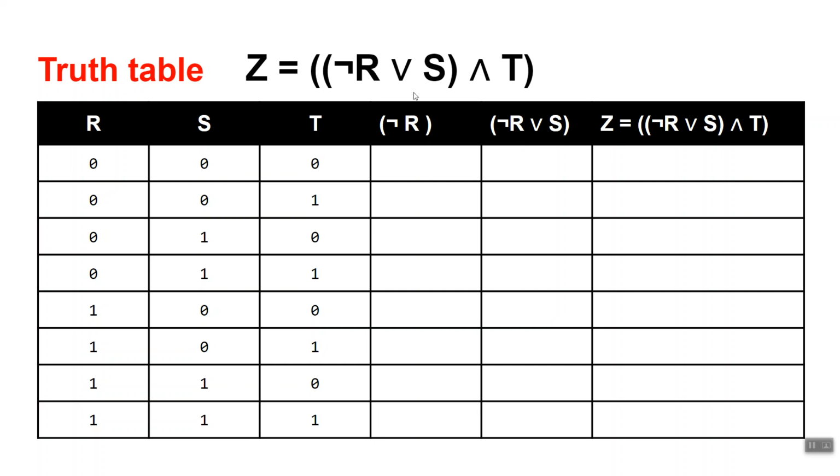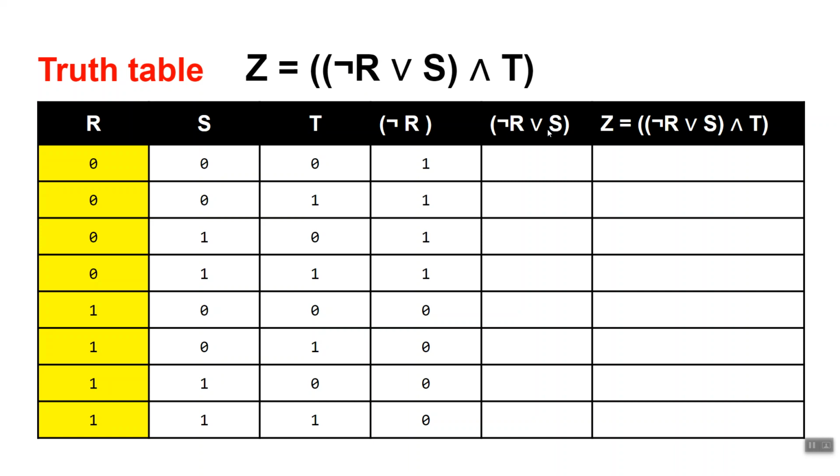So the first thing I'm going to do is I'm going to NOT the R. So I'm only looking in this column. So this part is NOT R. I can see that all I've done is I've inverted the values in the R column and put the output in this column. So all the noughts are 1s and all the 1s are noughts. So that bit's very, very straightforward.